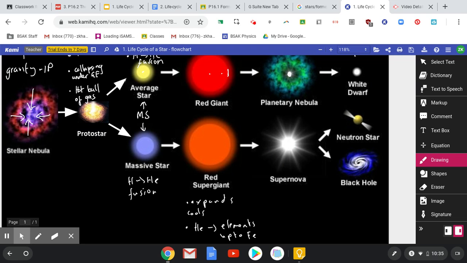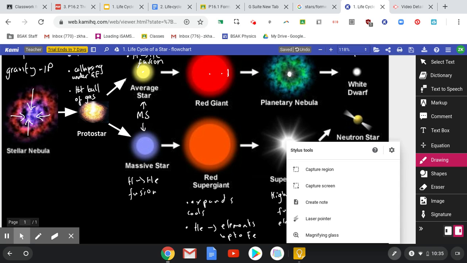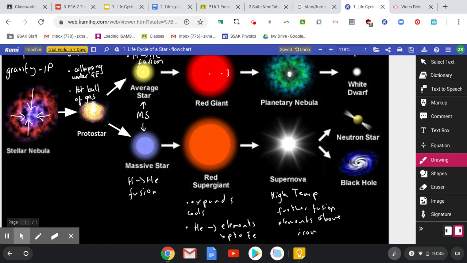Now here the temperature is high enough for further fusion into heavier elements above iron. So all the elements up to iron are produced in a red giant or a red supergiant. And when the supernova explosion takes place, then all of the other elements that we know that are in the periodic table are produced there.